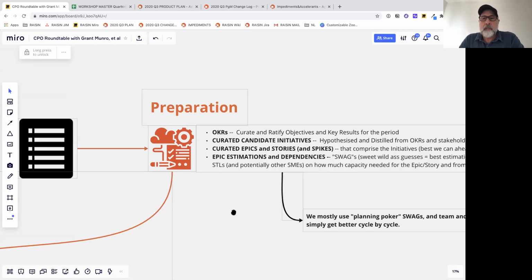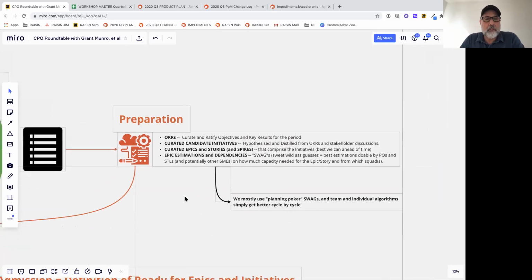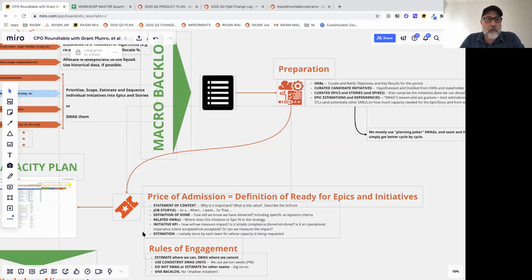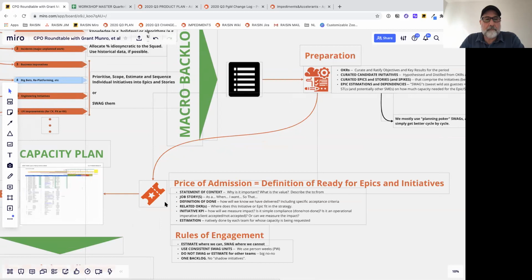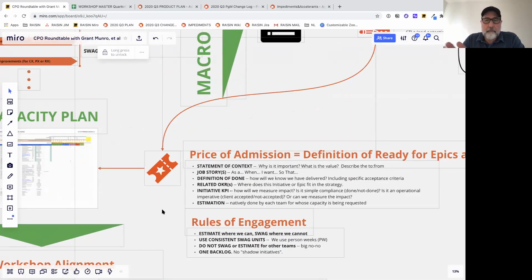Typically we do swags. I'm sure everybody's familiar with those. And we use typically planning poker type swags, using the algorithms of our humans, not hardcore estimations. We will do estimations if we have time, and it's relatively straightforward. But typically the swags are good enough for this tool. And then there's this, what I'll call the price of admission to the capacity plan. It doesn't get considered full stop unless all these things are ticked.